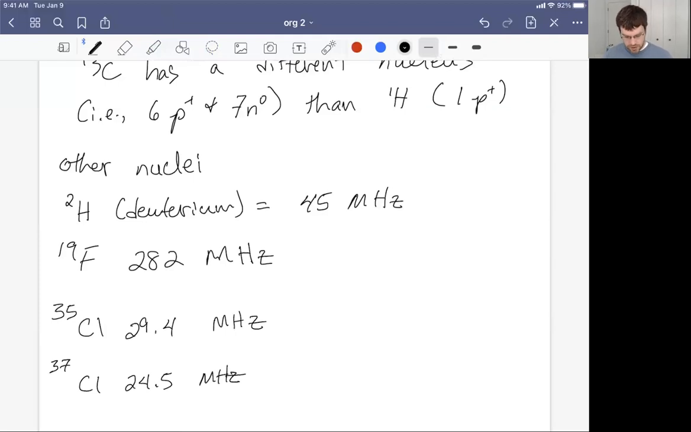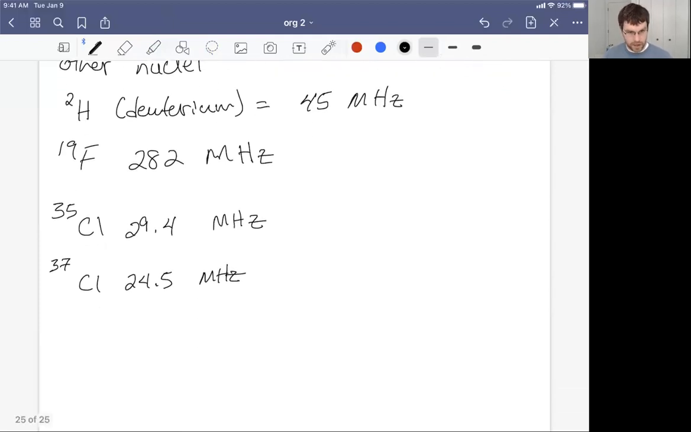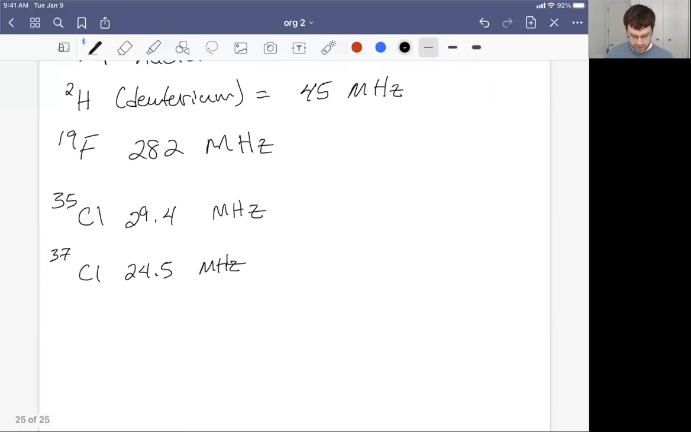Now, what I want to do as an experiment with all of this information is add a bunch of different nuclei to my test tube.